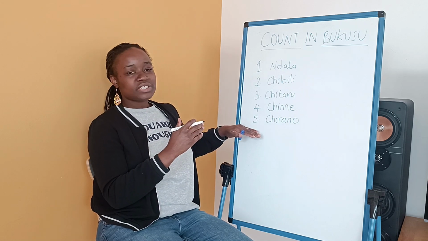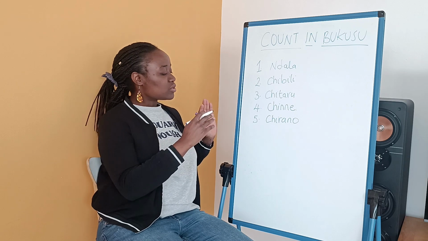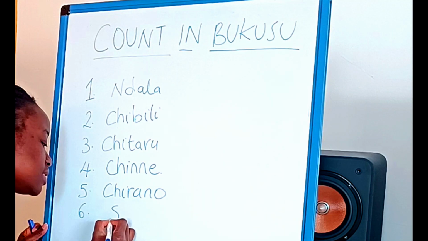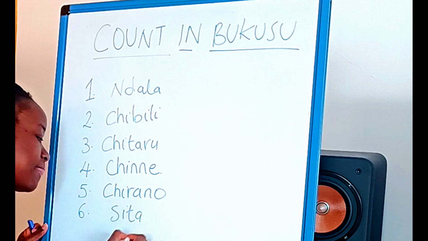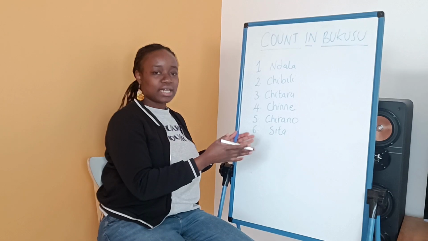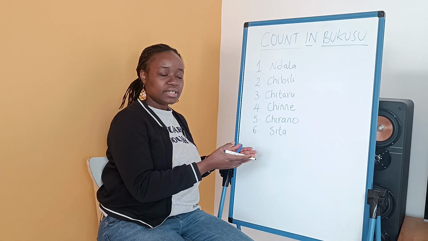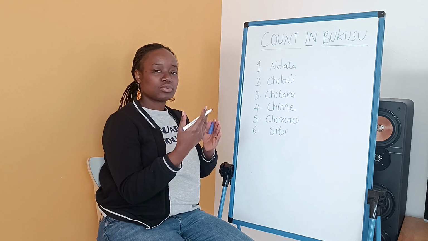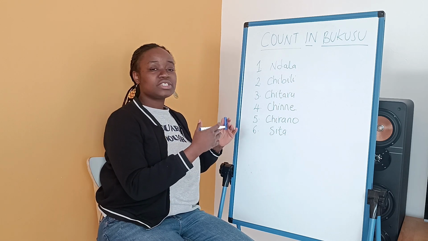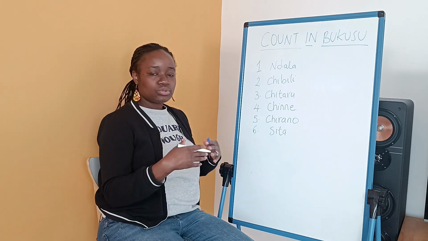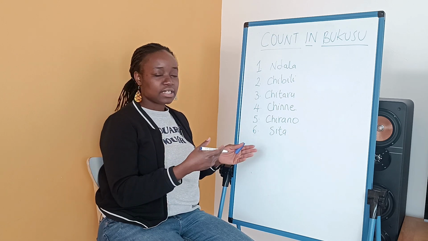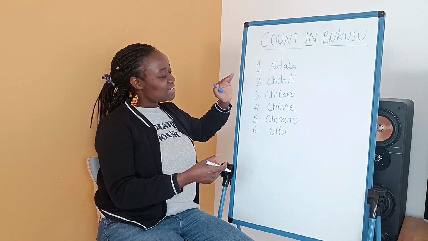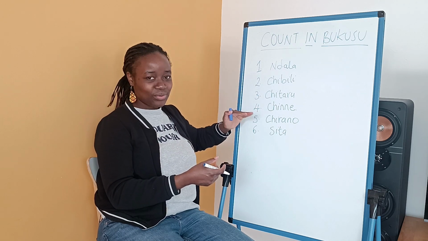All right, so chirano. The next number is number 6. 6 is sita. And sita is exactly the same in Swahili. Sita. Shilingi sita. This is 6 shillings in Swahili. In Bukusu, shilingi sita. Vavandu sita. Okay, so sita is simply 6. So, ndala, chibili, chitaru, chine, chirano, sita.